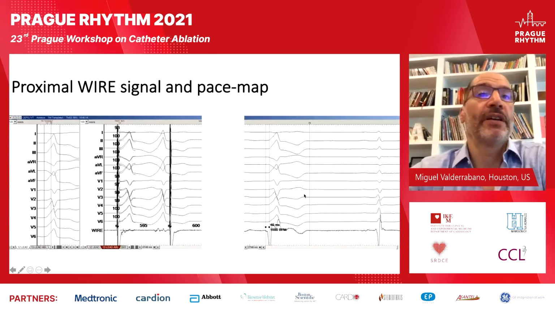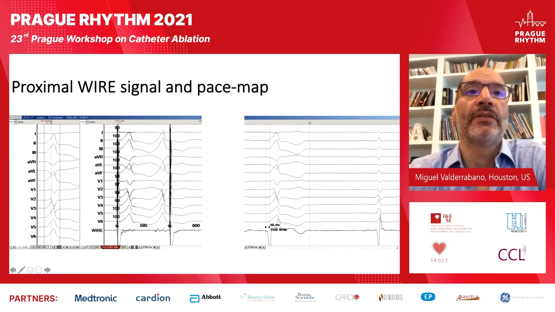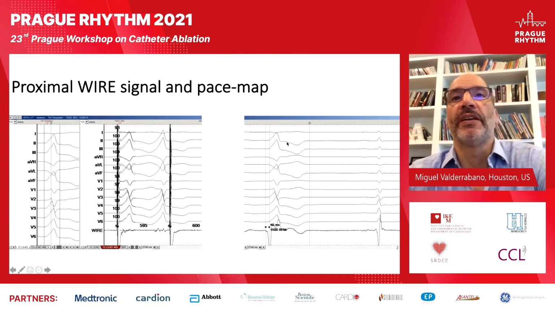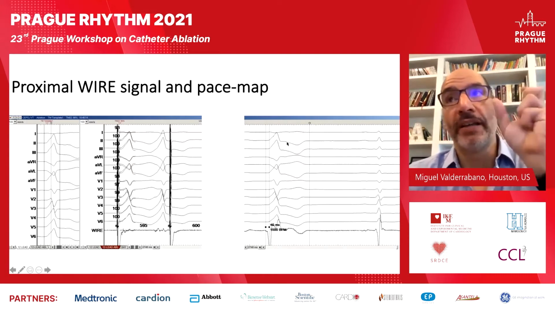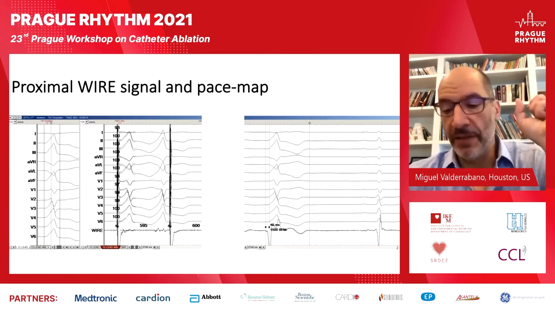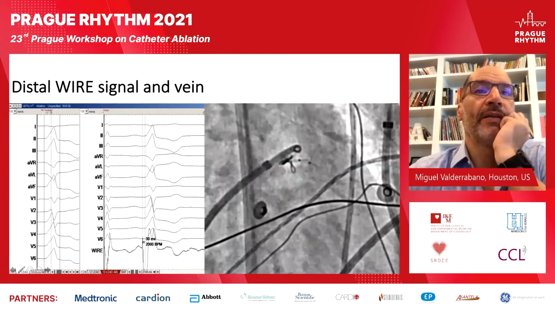So what kind of signals can we get from the wire? Well, you can look at them here. Perfect pace map. You see, completely identical to the PVCs. The unipolar signal is 40 milliseconds before the QRS if we use the proximal wire in between the two balloons. Now, if we look at the distal wire, it was pretty good too, but we were getting 30 milliseconds.